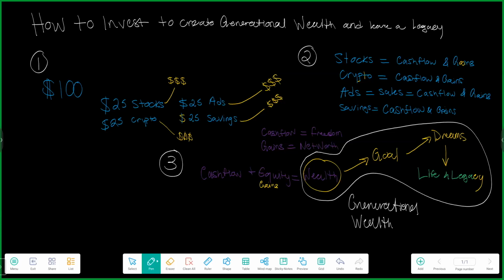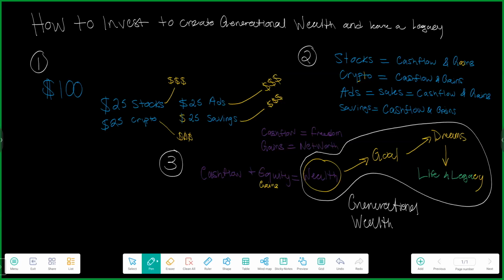$100 here spread out went into 4 different things that created more cash flow and more gains, more growth on our dollars. And then from there, what is it essentially buying us? It's buying us freedom, and it's buying us the net worth that we want to have to live the lifestyle we want to have. And it's producing that cash flow and equity, making us wealthier.